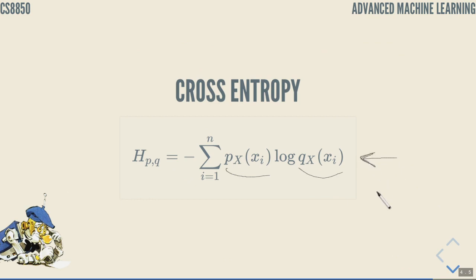Again, number of bits needed to send a message containing symbols drawn with probability P, but using code designed for symbols generated with probability Q. Obviously, since the code designed for Q is suboptimal for P, cross entropy is higher than if we used the optimal code for P. Okay.